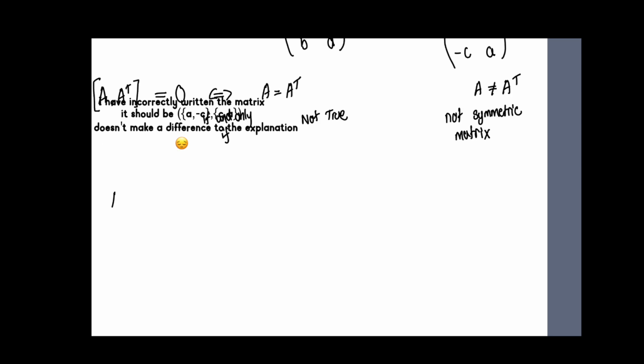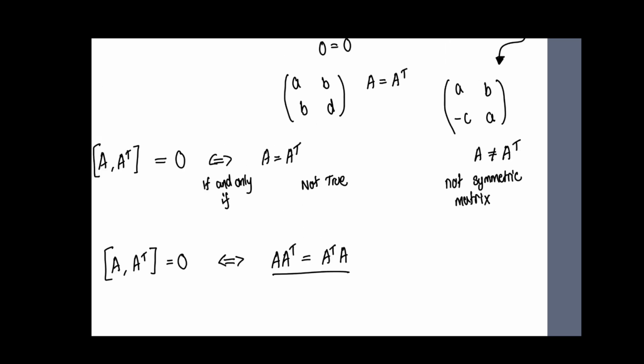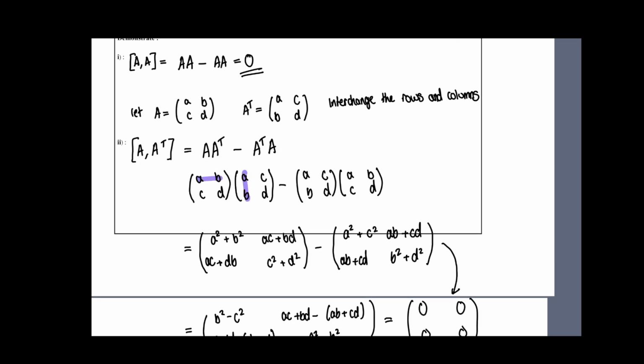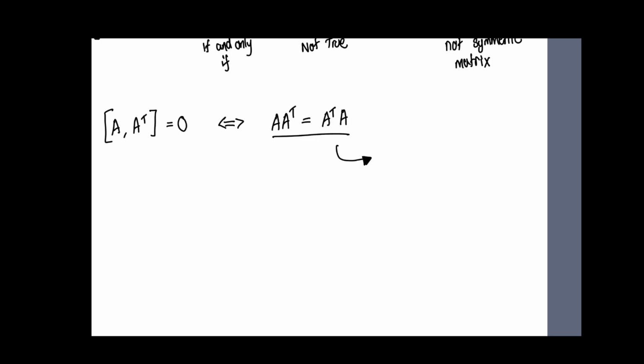To make this true, A A^T minus A^T A is equal to 0 if and only if A multiplied by the transpose of A is equal to the transpose of A multiplied by A. When this is the case, if we scroll back up, when these two things are equal, of course we will get 0. So this is the condition that we need for this to be true.